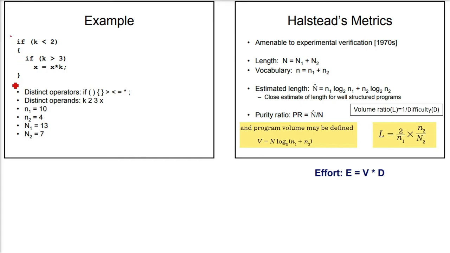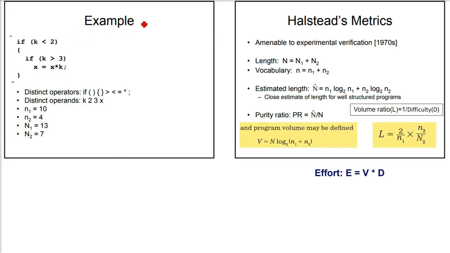So we have taken an example, a very small code. We have to find out the operators and operands. Every formula is dependent on these values only: small n1, small n2, capital N1, capital N2. So first of all, what are the operators? Operators are all those symbols or notations which are provided by the programming language. Those which we are giving are called operands. So we will make a list of operators and then operands.